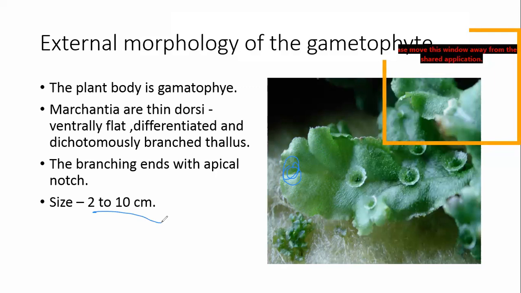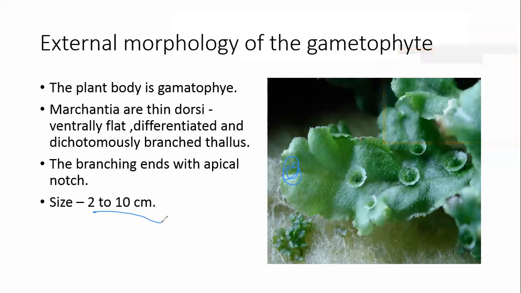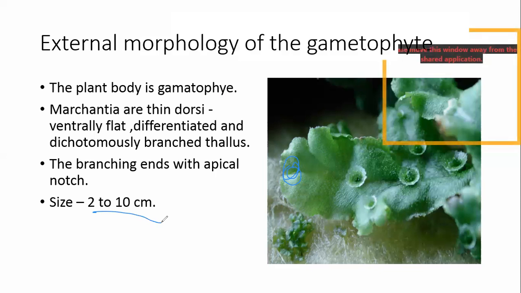So how is the external plant body? The external plant body is green, gametophytic in nature. The plant is simple and thallophytic because they have a mass of parenchymatous tissue. They are green, they undergo photosynthesis. They are thin and flat. They are differentiated into dorsal and ventral region. So they are called dorsiventrally flat, and they undergo branching.